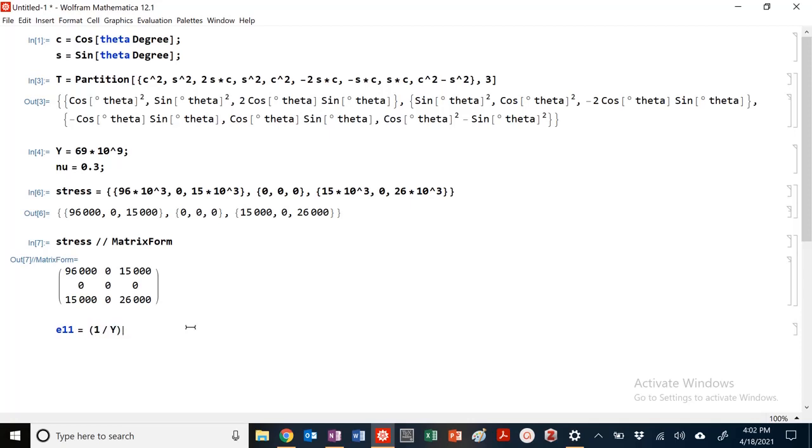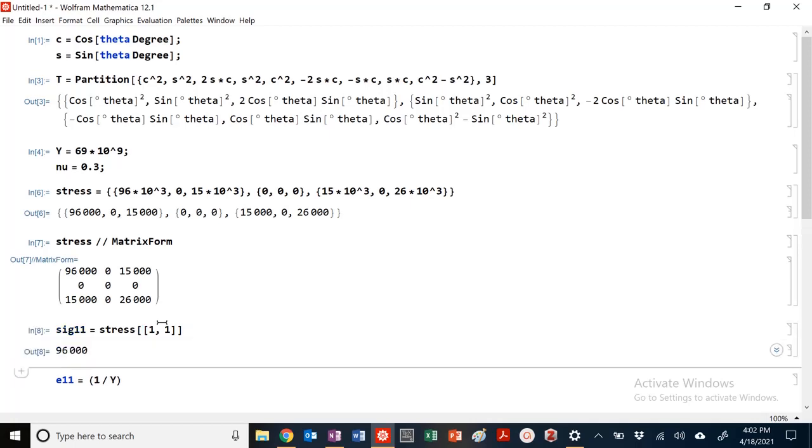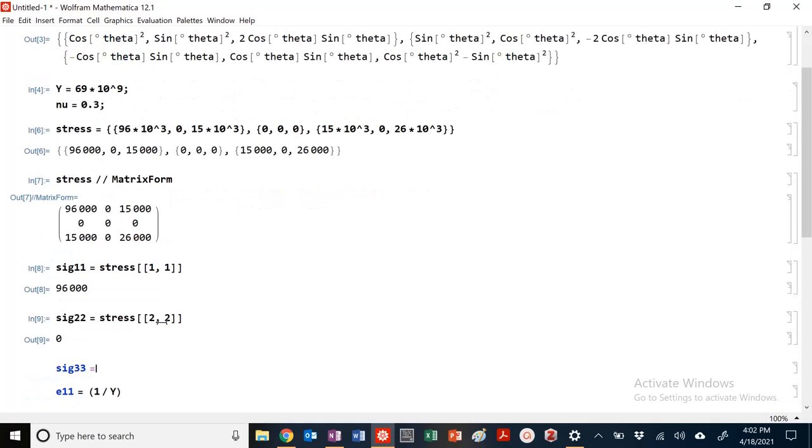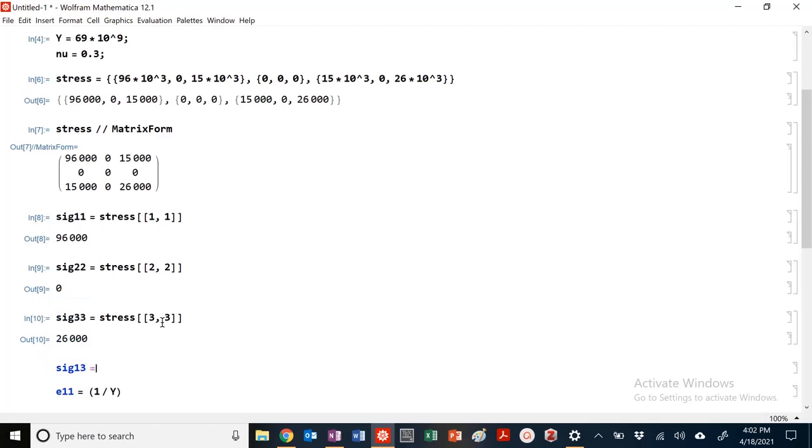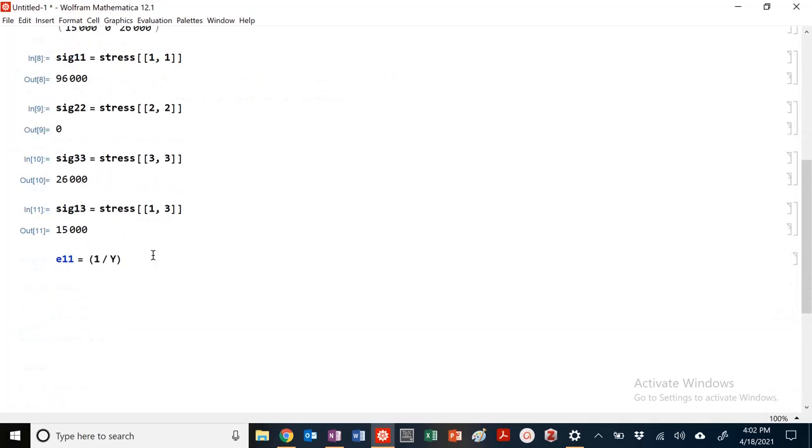Times, I'm going to define here, sigma 1 equals stress 1, 1. My sigma 2, 2 equals stress 2, 2. And my sigma 3, 3 equals stress 3, 3. And my sigma 1, 3 equals stress 1, 3. There we go. So I know my epsilon 1, 1 is going to be basically 1 over E times sigma 1, 1 minus nu times sigma 2, 2 plus sigma 3, 3. So I know that from that equation. So I've got that here.